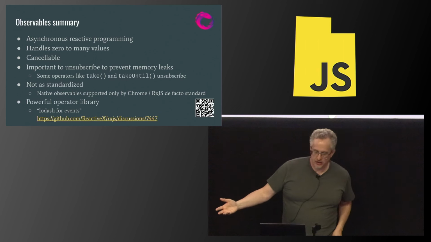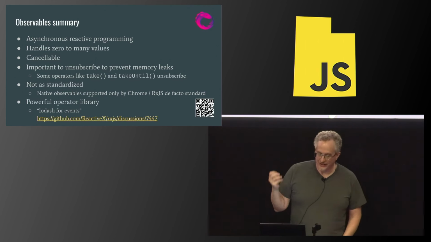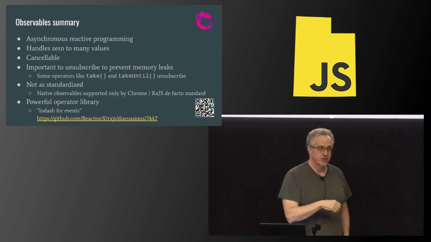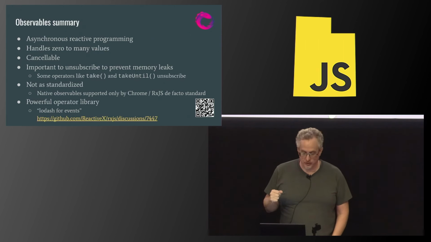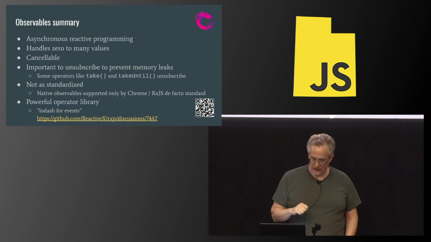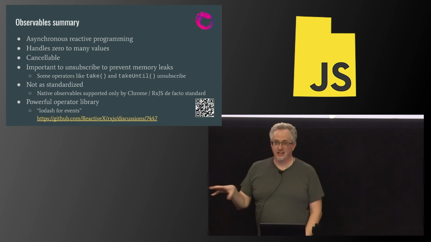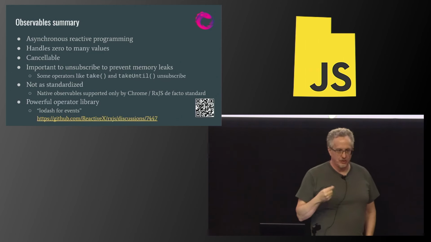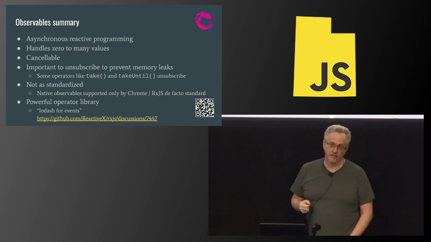So in summary, they are also asynchronous reactive programming, handle 0 to many values. They're cancelable, which is important to do. If you create an observable, you need to cancel it, otherwise you have memory leaks, and there are some operators that do that for you as well. Not as standardized as promises, but they're working on it. And you might think RxJS is feeling threatened by this standardization, but they're actually thrilled. If you read this post here, they don't want to be in the observable business. They want to be in the operator business. They want to be a Lodash for events.